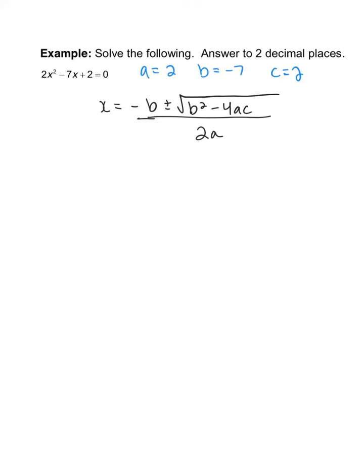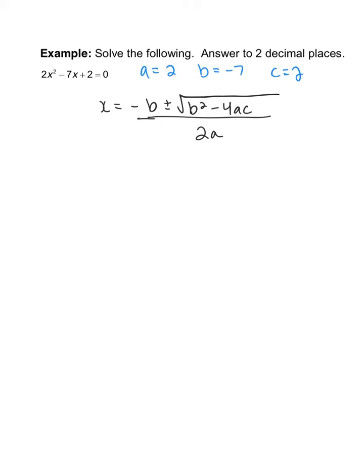So recall that the quadratic formula is x equals negative b plus or minus the square root of b squared minus 4ac. The whole thing is divided by 2a. How we identify a, b, c is: a is the coefficient in front of x squared, b is the coefficient in front of x, and c is the term without a variable. So here a is 2, b is negative 7, and c is 2.